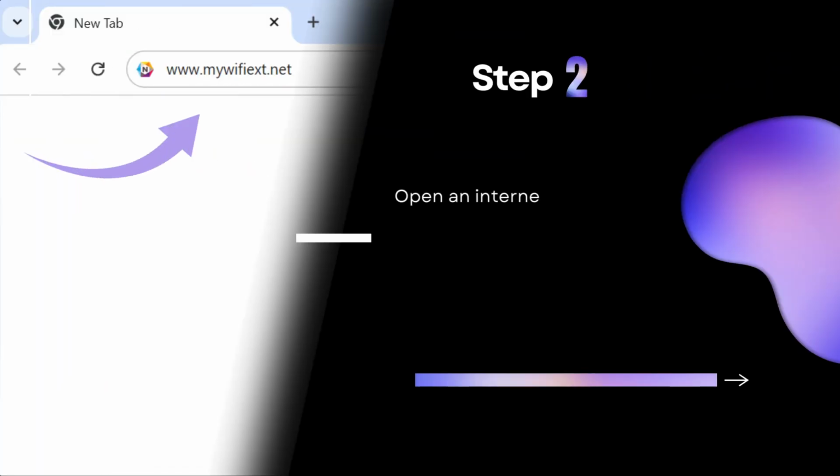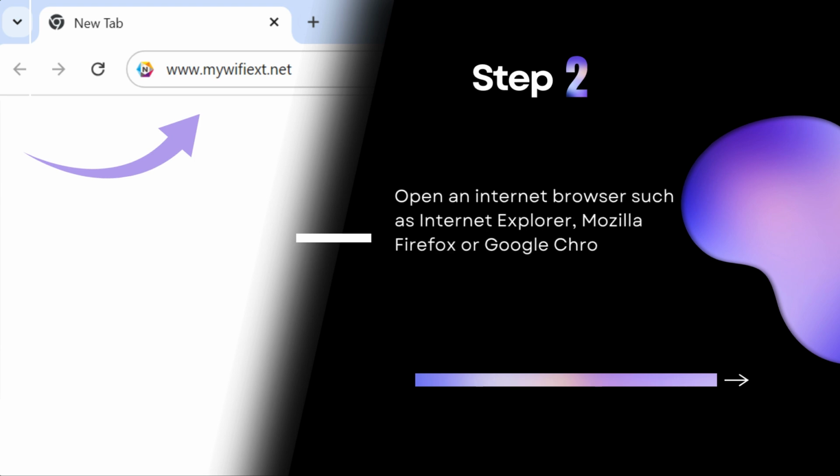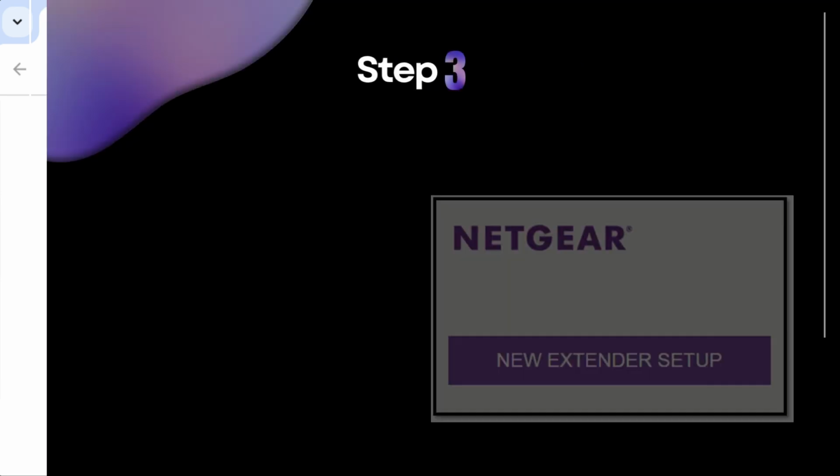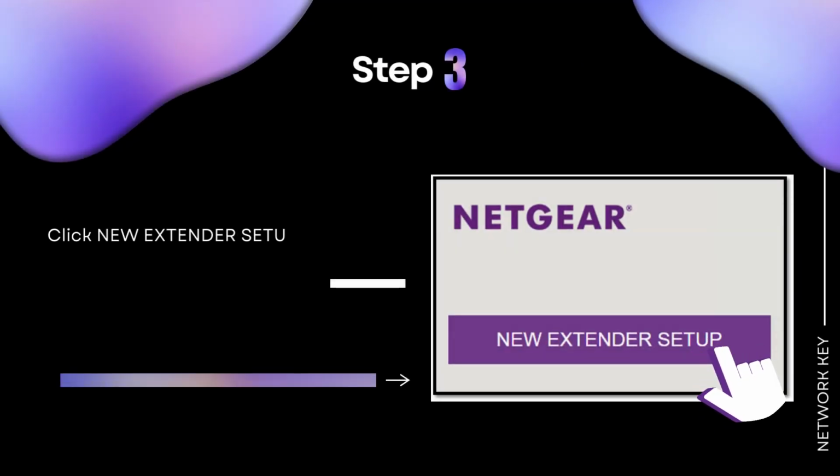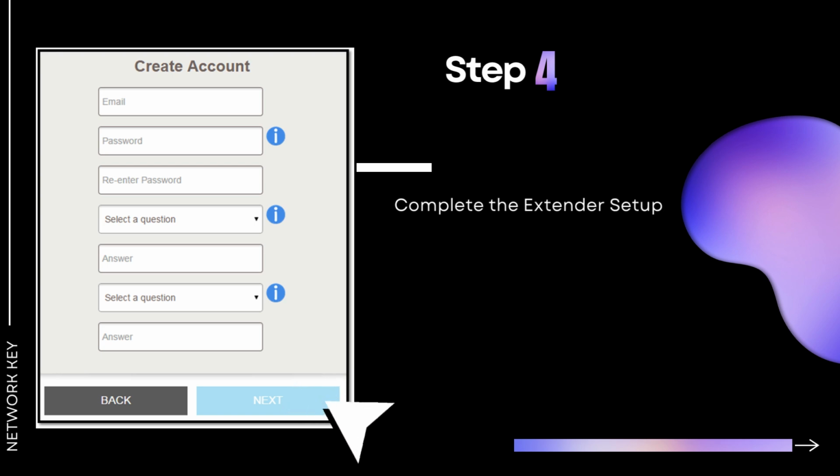Step 2. Open an internet browser such as Internet Explorer, Mozilla Firefox, or Google Chrome. Enter www.mywifiext.net in the address bar. Step 3. Click New Extender Setup. Step 4. Complete the extender setup screen and click Next.